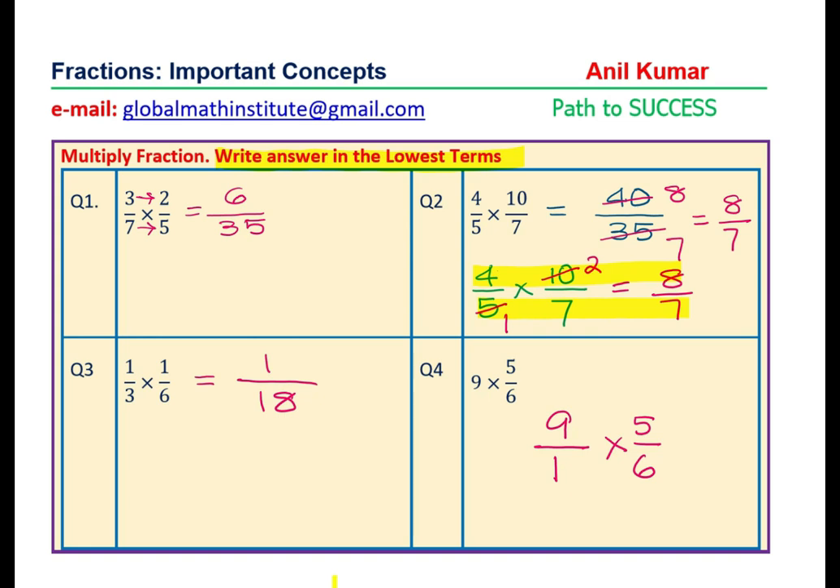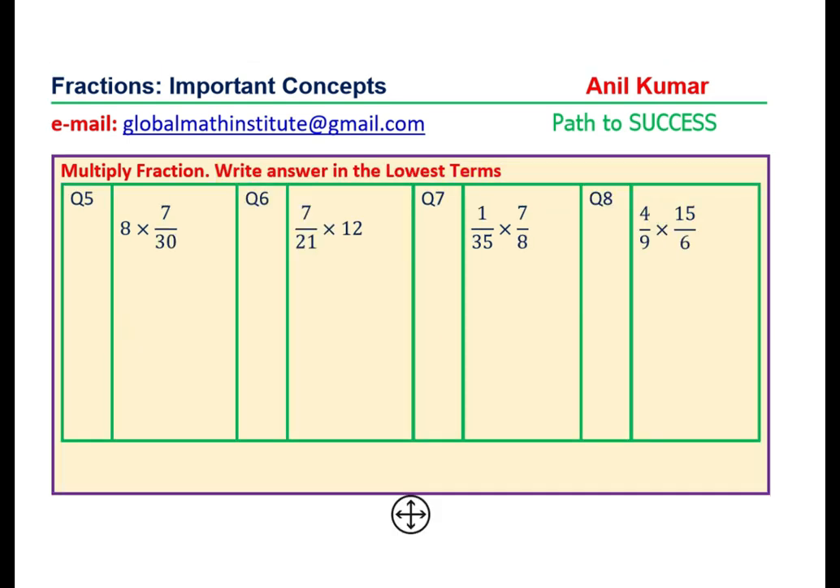Perfect. Now, as we learned earlier in question number 2, simplify and then multiply. So let's simplify. 9 and 6 can both be divided by 3. 3 times 3 is 9 and 3 times 2 is 6. So we get 5 times 3, 15 in the numerator and 2 in the denominator. So we get 15 over 2 as our answer. Correct? Perfect.